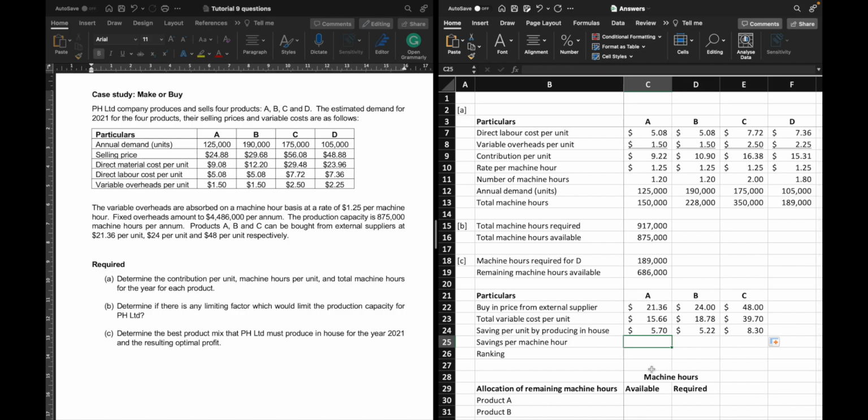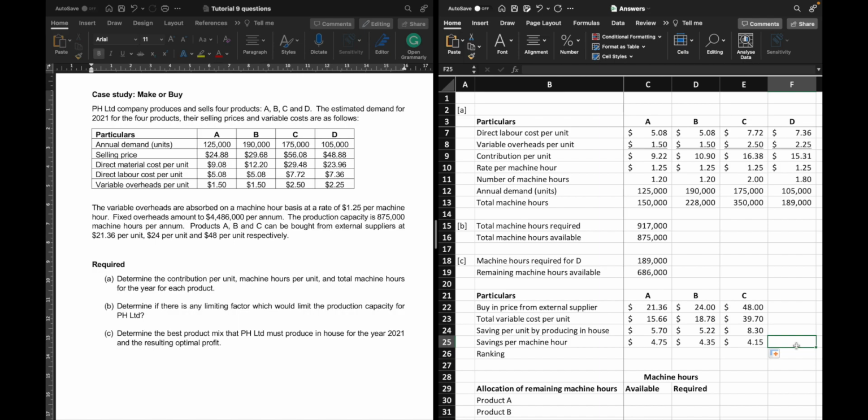Now in order to produce product A, we require 1.2 machine hours. So if I divide the savings per unit by the number of machine hours required to produce that unit, we will get the savings per machine hour. So for product A, we save $4.75 per machine hour by producing in-house.